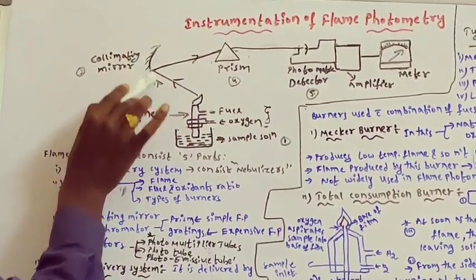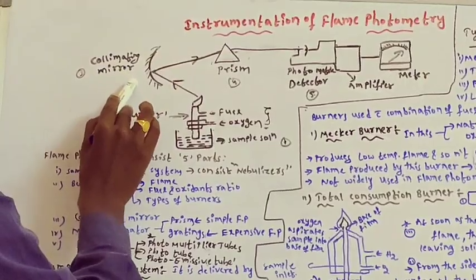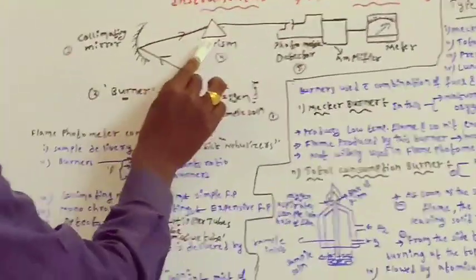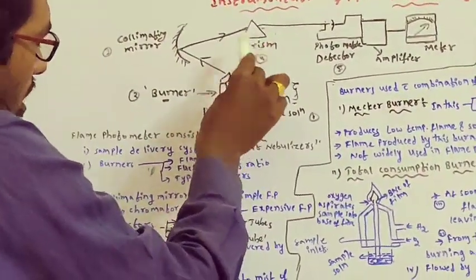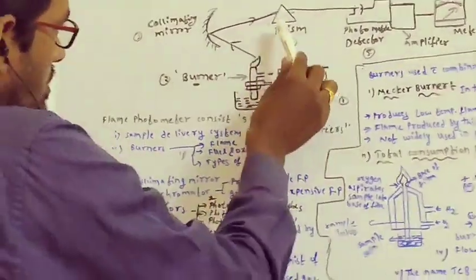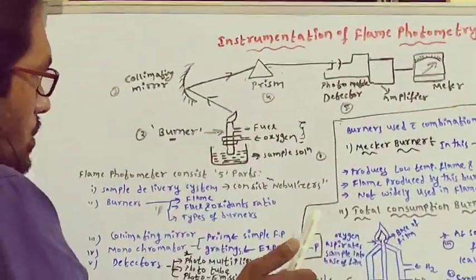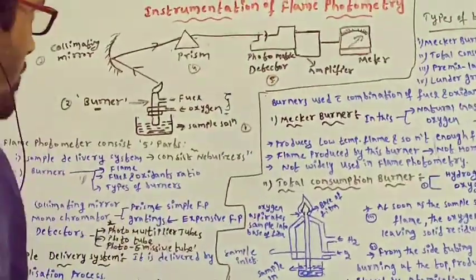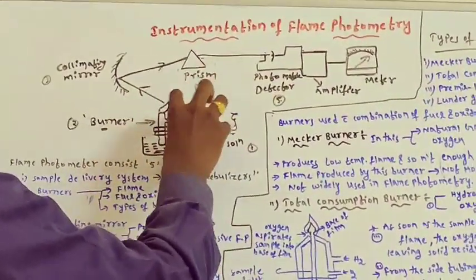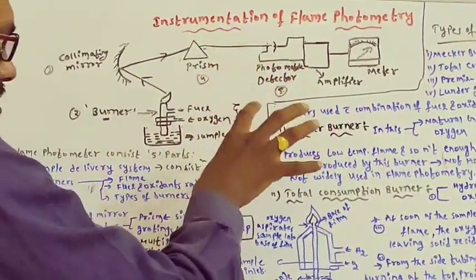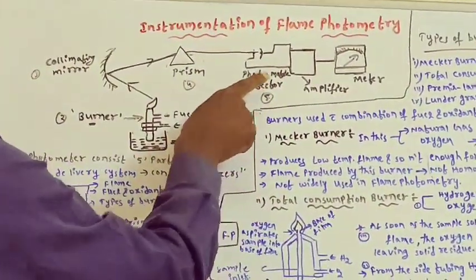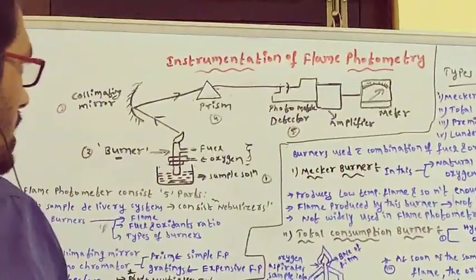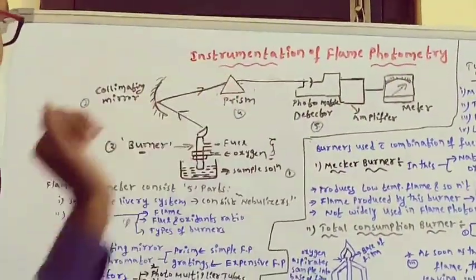This emitted radiation falls on the collimating mirror. The property of a mirror is reflecting. So the emitted radiation falling on the mirror reflects towards the prism or grating, whichever we are using. When it falls on the prism, it disperses the light radiation. Then from the prism, it falls onto the photometric detector. The detector detects the intensity of the radiation emitted by the sample, which gives information about the concentration of the sample. The photometric detector may be a photovoltaic cell, photomultiplier tube, or phototube. Then it amplifies the signal. This is about the working principle.